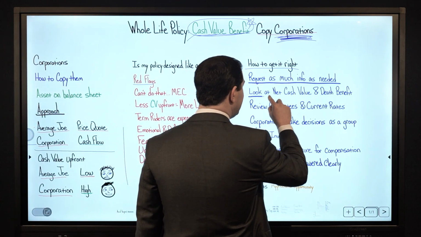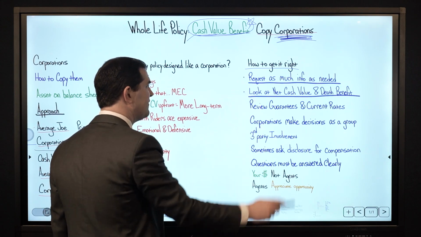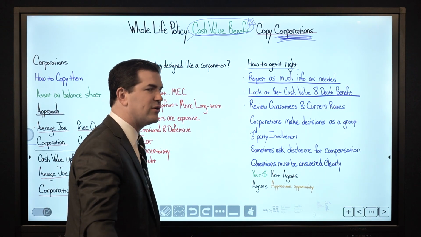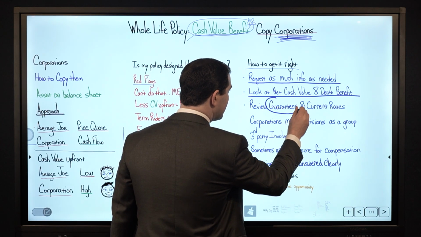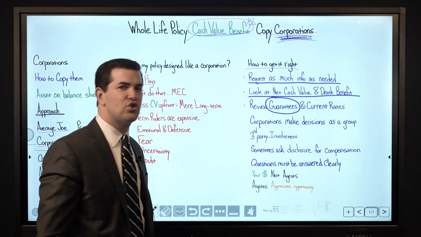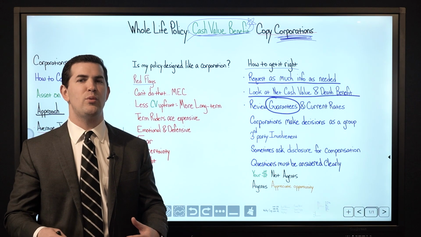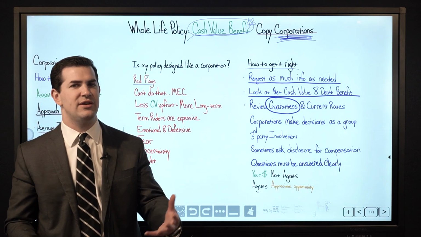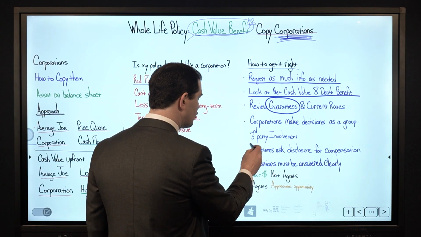There's a board that's reviewing everything. They're going to look at the net cash value, net death benefit figures. That's their point of interest. Reviewing both the guaranteed values and the non-guaranteed values. Always beneficial to look at the guarantees. They will not look as attractive as the non-guarantees, but it's good to see them just to have awareness of what that worst case scenario is. So valuable there. Corporations make decisions as a group.